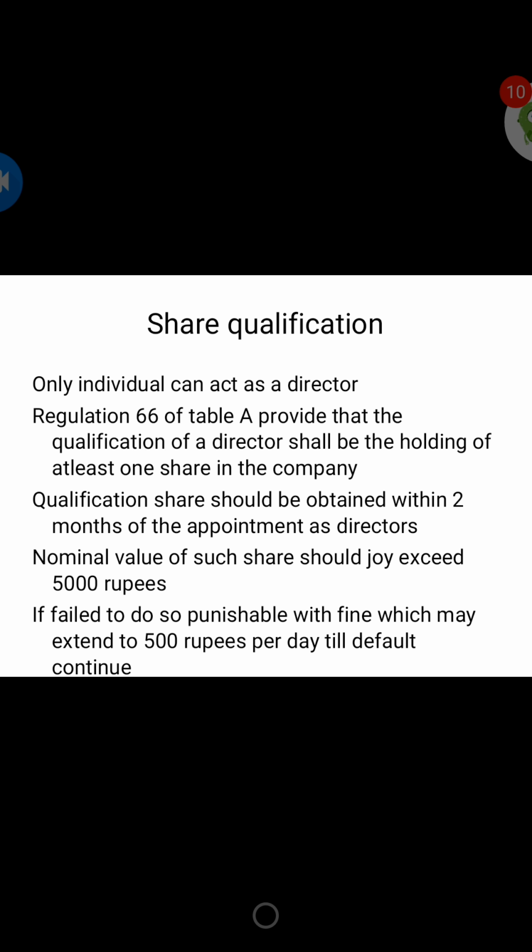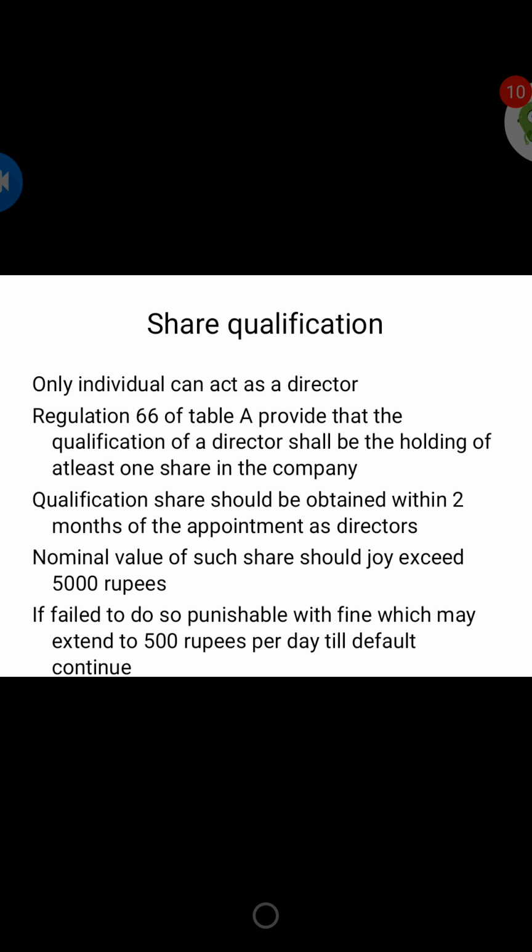So it says that only an individual person can act as a director of a company. Firms, associations, bodies corporate, etc. are not eligible to become a director of a company. Now the surprising thing is that there is no qualification prescribed for the director. They do not say you should have an academic qualification, or a technical or professional qualification, to become a director of the company.